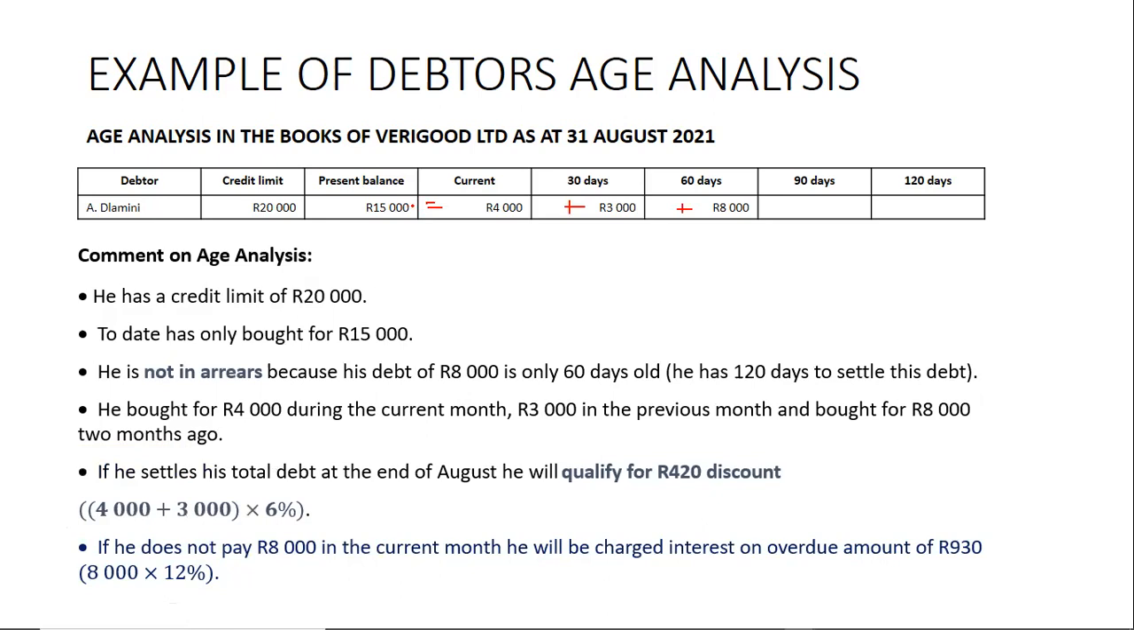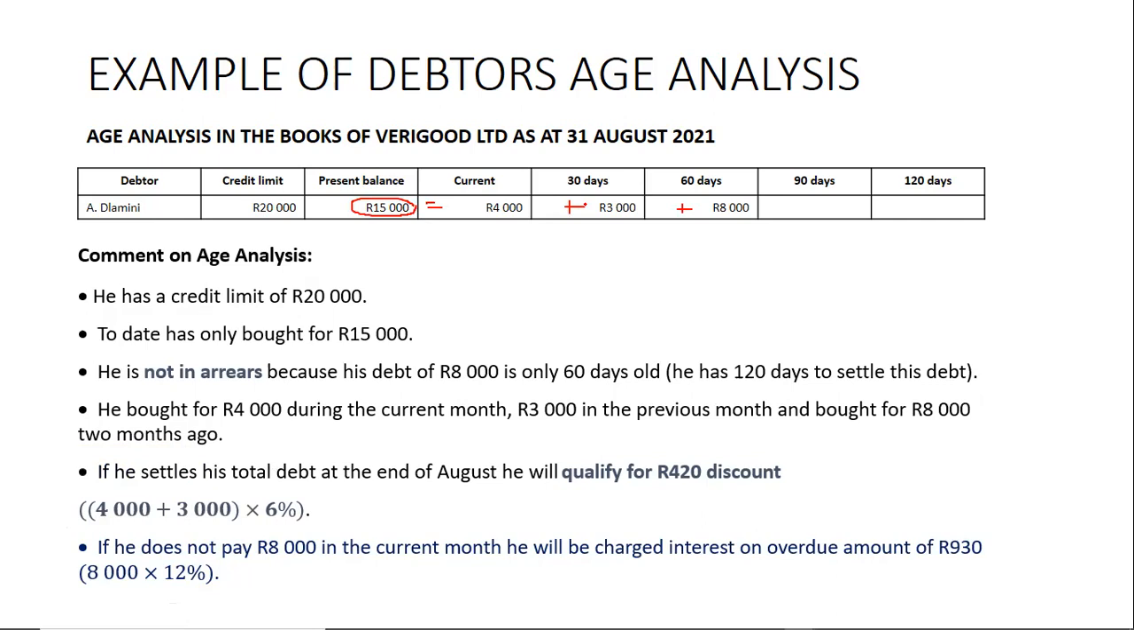So I'm simply showing you that this 15,000 is the sum of all those amounts, okay? Now he has a credit limit of 20,000. To date, he has only bought for 15,000. He is not in arrears in any way because his debt of 8,000 is only 60 days old. He has 120 days to settle his debt.